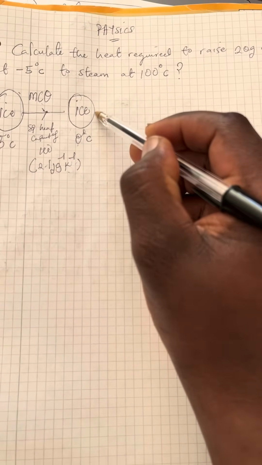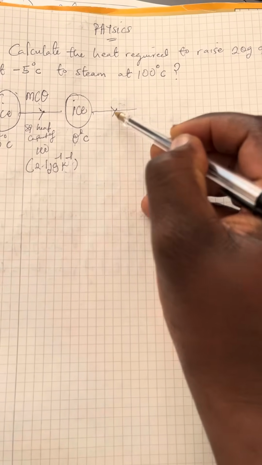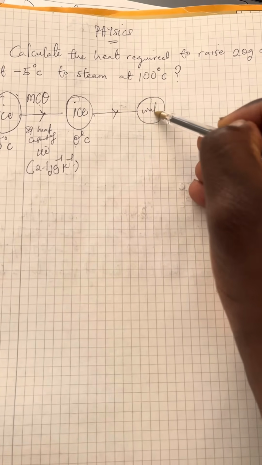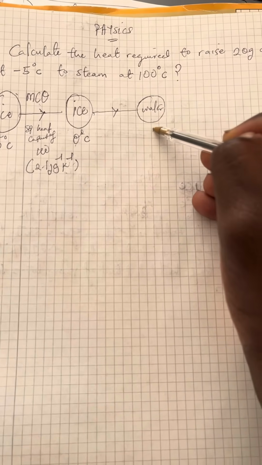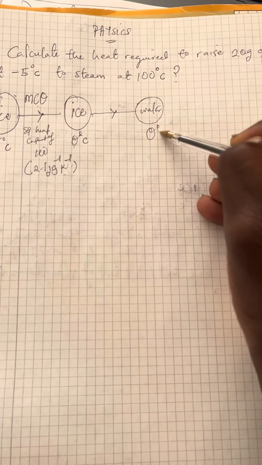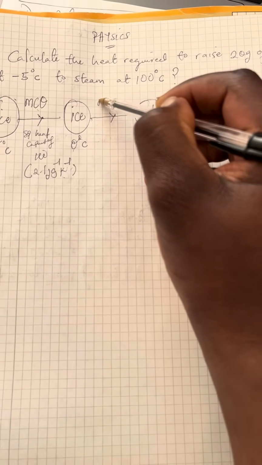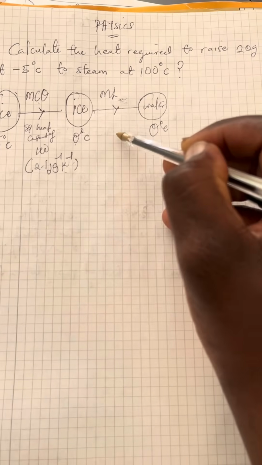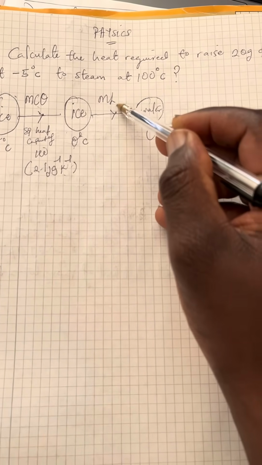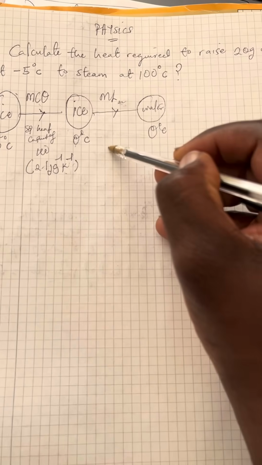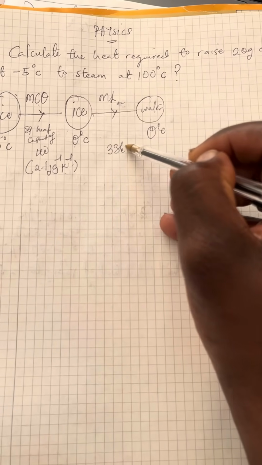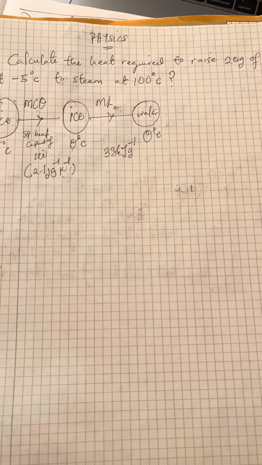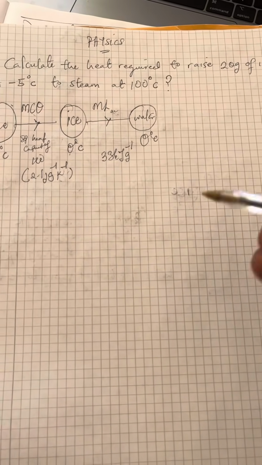At this point, when it's changing to water, there's a change of state, so it will be a latent heat. Ice to water is a latent heat, at constant temperature: the latent heat of fusion of ice. The specific latent heat of fusion of ice is 336 joules per gram.